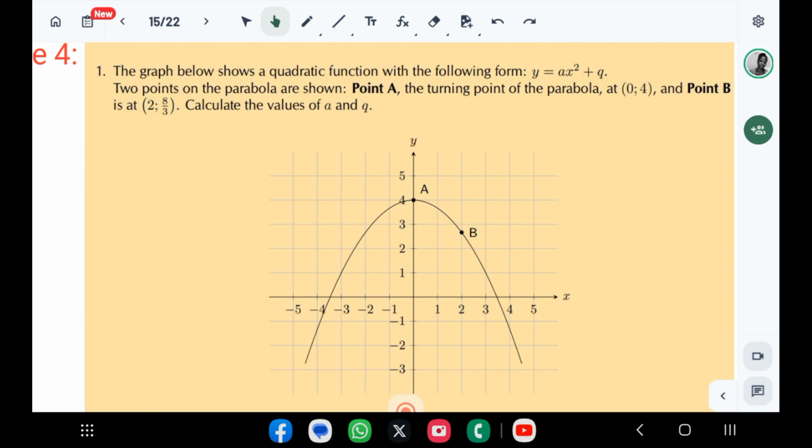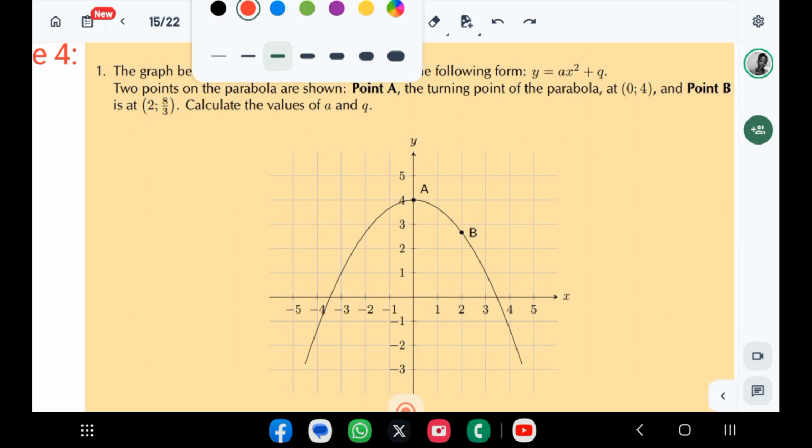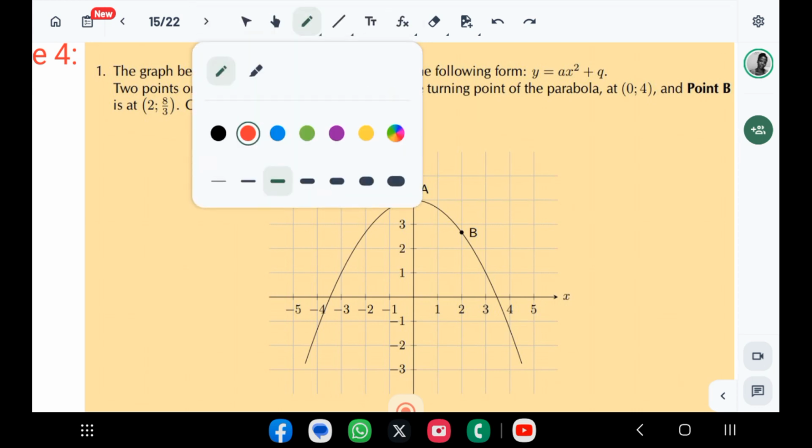Whenever you find a question like this, know that you will be dealing with a case of simultaneous equations. You've got two variables that you're looking to find, that is a and q, and you've got two pieces of information that will help you set up a system of two equations, and that is point A and point B. So we take that information and we use it to find a and q.